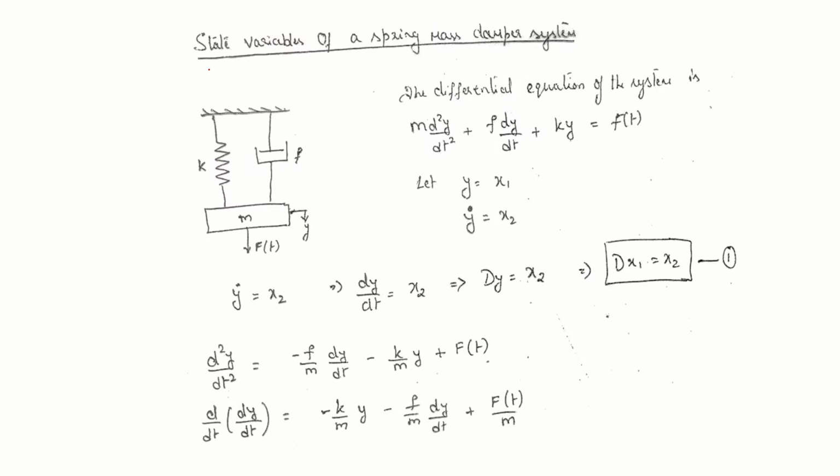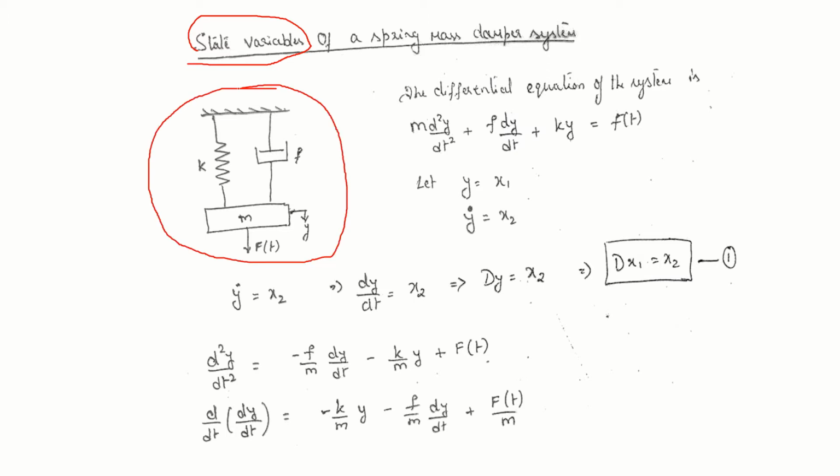So let us understand the meaning of state variables with an example. I have considered a spring mass damper system. Many times we have come across this. I do not have to draw the free body diagram and write the differential equation. By this time we must be familiar with the differential equation.